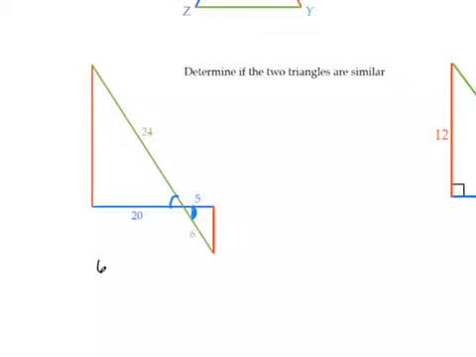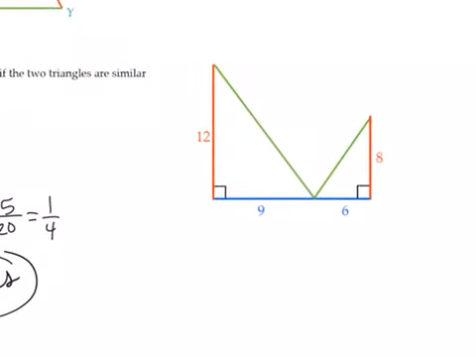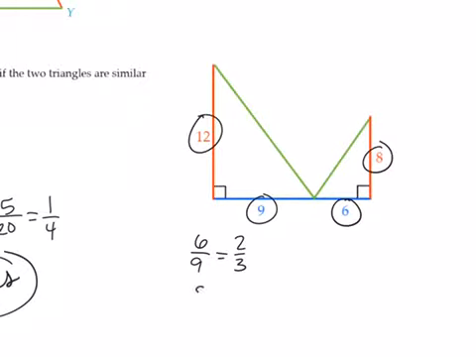So greens, we have 6 to 24, which reduces to 1/4. And then blue, we have 5 to 20, which reduces to 1/4. And then vertical angles, so these would be similar through side, angle, side, because my sides are proportional and my angles are congruent. Here we have 2 right angles, so we just need to check the side. So if we go bottom, 6 to 9 reduces to 2/3. 8 over 12 reduces to 2/3, so these are also similar.